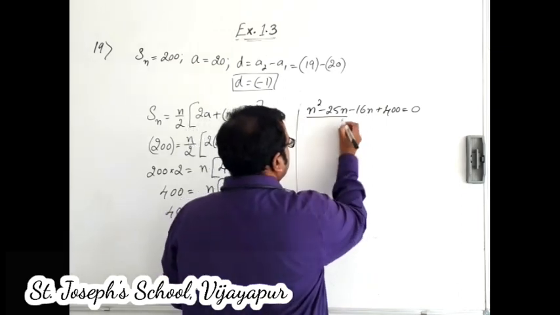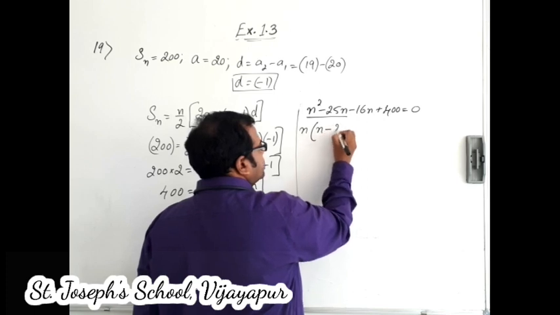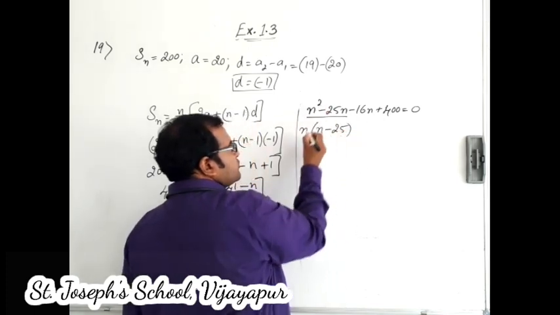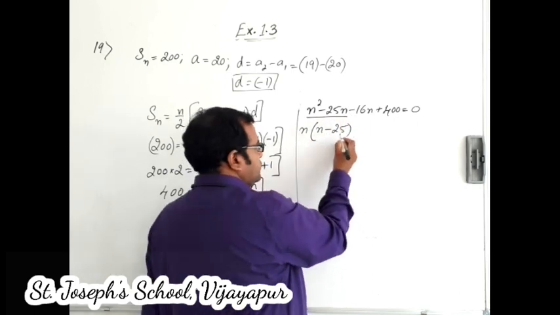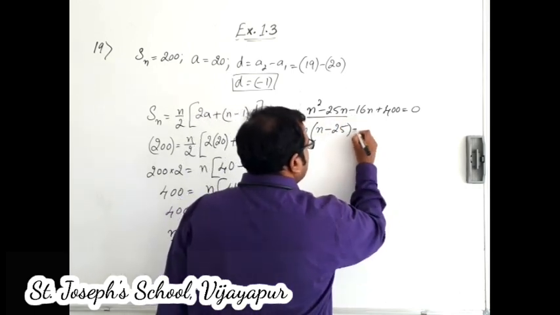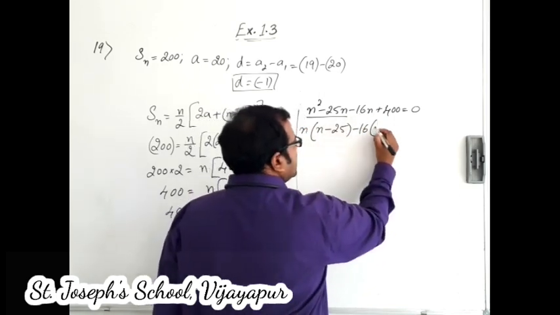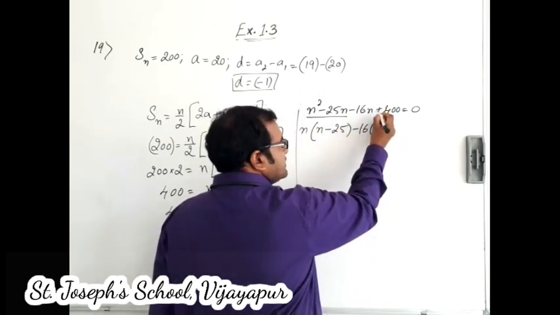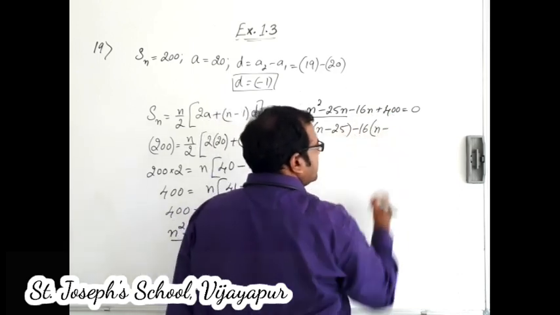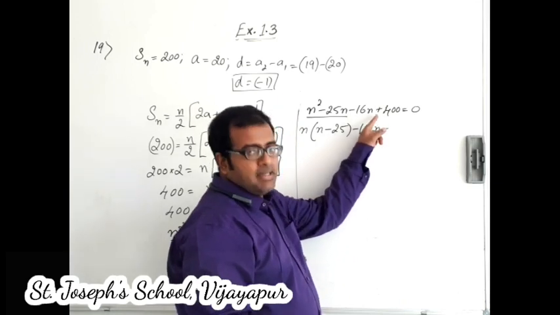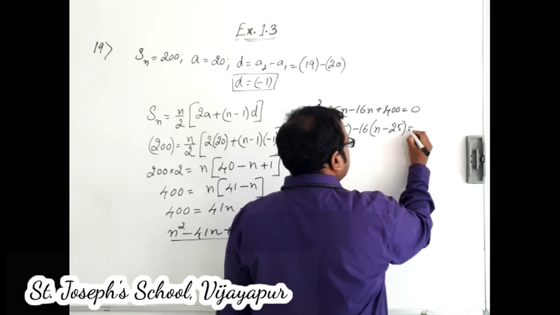Now, if you take the common term in the first two terms, you will get n outside, and n minus 25 inside. See, out of n square, 1n is outside, so n remains. Out of 25n, n is outside, so 25 remains. In these two, I will take minus 16 outside. If minus 16 goes outside, n remains here, and since it is a plus sign here, I have taken minus outside. This sign will change into minus. See, negative into negative will be positive. So 16 into 25 is 400.